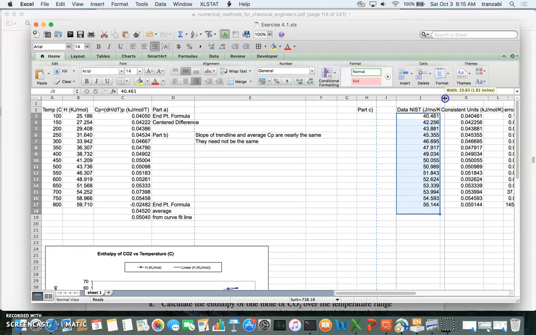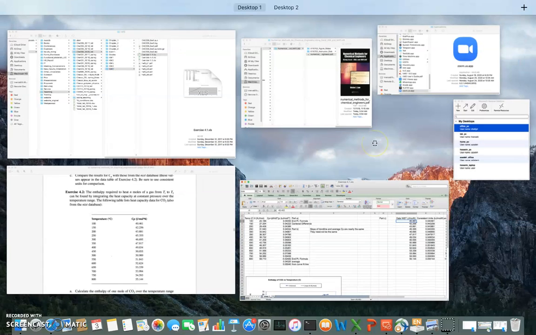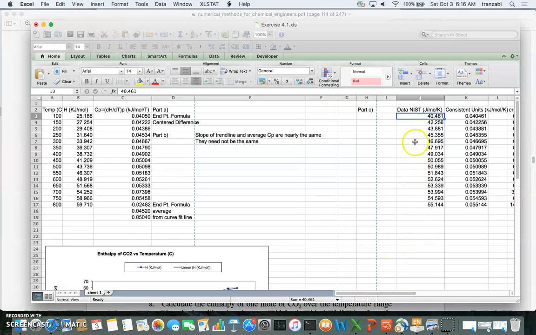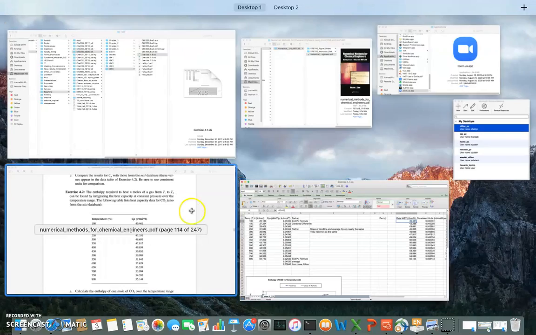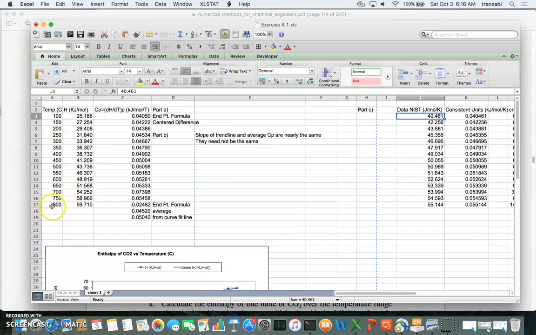And make sure the unit actually is right. So the unit as of now is joule per mole per Kelvin. There's an extra I here. Get rid of it. Okay, so this is joule per mole per Kelvin, with Kelvin downstairs. All right, I want to compare, and these are at the same temperature, right? So from 100 to 800, same as here, from 100 to 800, and I have a one-to-one correspondence.